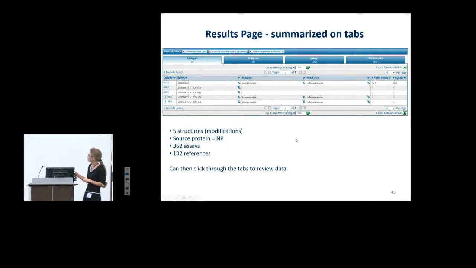So I've hit search. And you'll see here on the results page, along the top, you can see the input criteria listed up here. So linear epitope, and then the sequence that we input up there. The epitope tab shows 5 epitopes matching that input sequence from one antigen, obviously. And then 362 assays and 132 references. So this is a very well-studied nucleoprotein epitope from influenza. You can click through the tabs to look at the details.